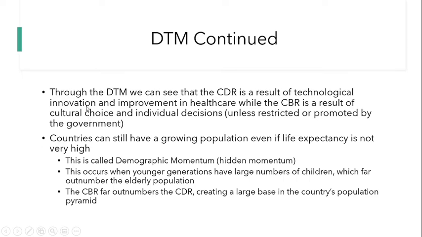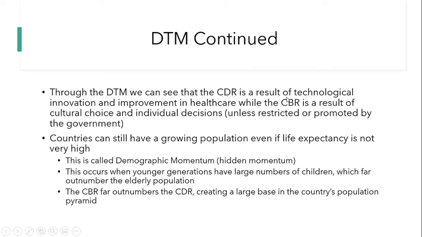As we move forward with technology, say we look at the technology available here in the United States or in Japan, you note that the crude death rate becomes significantly lower. Your life expectancy starts to grow. Again, let me try to finish this sentence. Through the DTM, we can see that the crude death rate is a result of technological innovation and improvement in healthcare, while the crude birth rate is a result of cultural choice and individual decisions, unless restricted or promoted by the government.